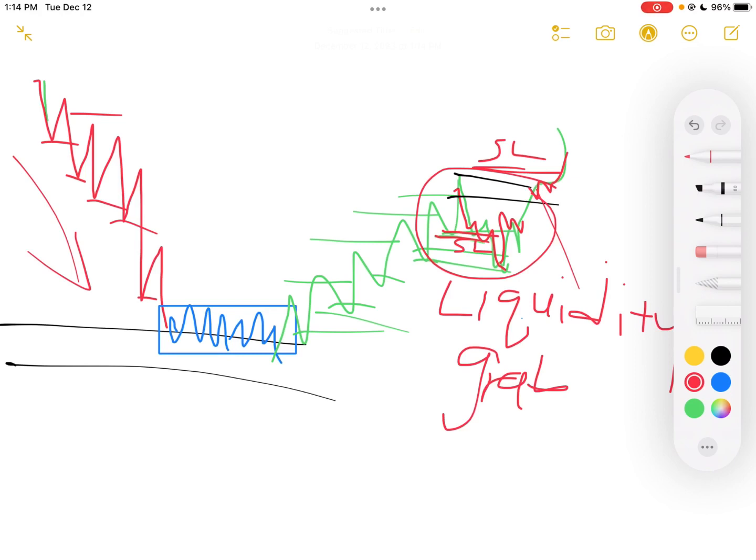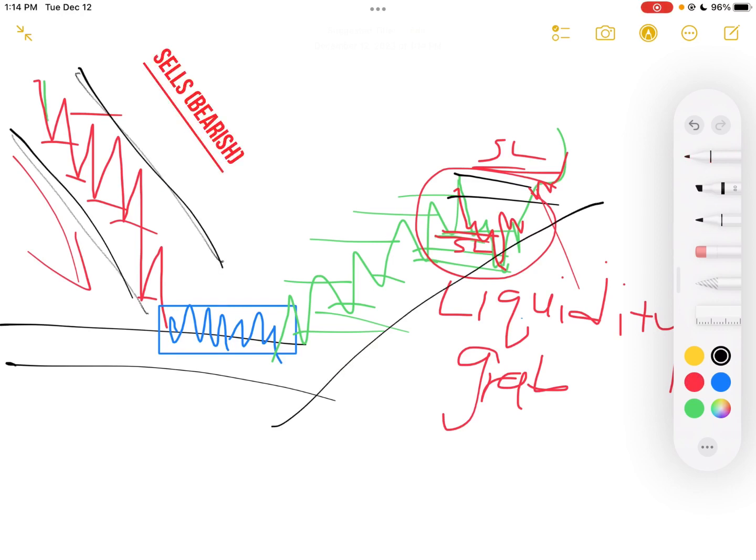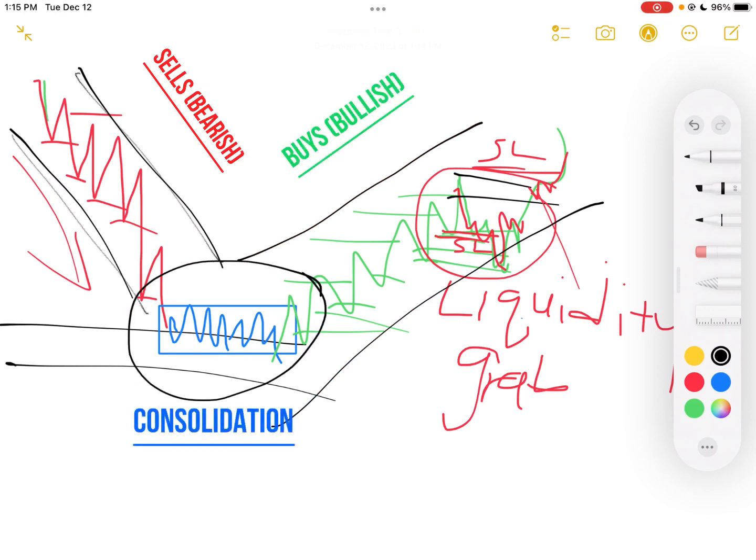So actually, these are the trends we have in the market structure. We have the sells, right? We have the sells, we have the buys, we have the consolidation.